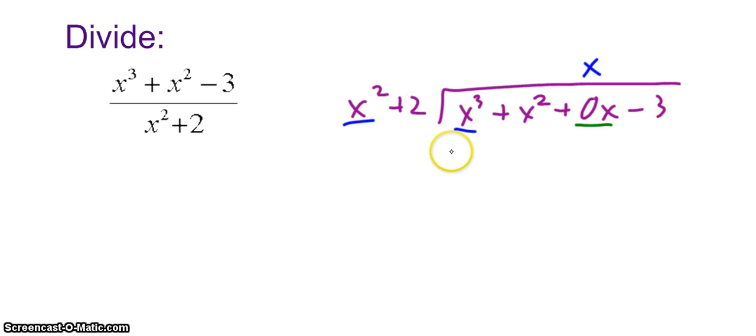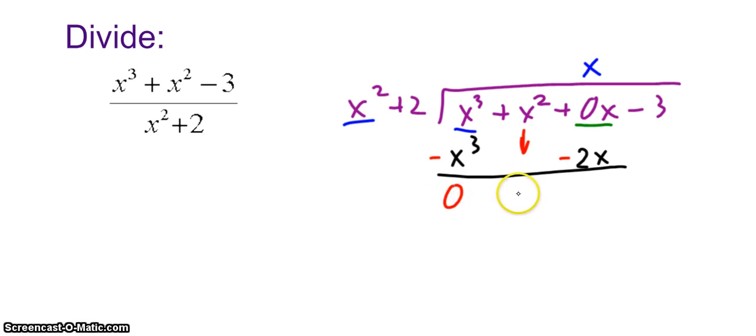X times x squared is x cubed. X times 2 is 2x. So here it was very important that I had that space. Now I subtract. There's nothing under here, so this is going to come down. So I'm going to get 0, x squared minus 2x, and I'll bring down the minus 3.